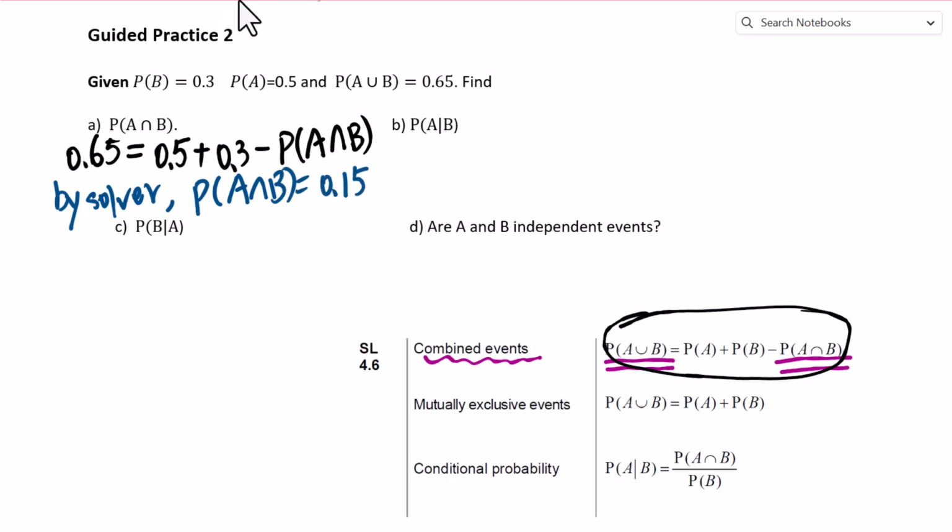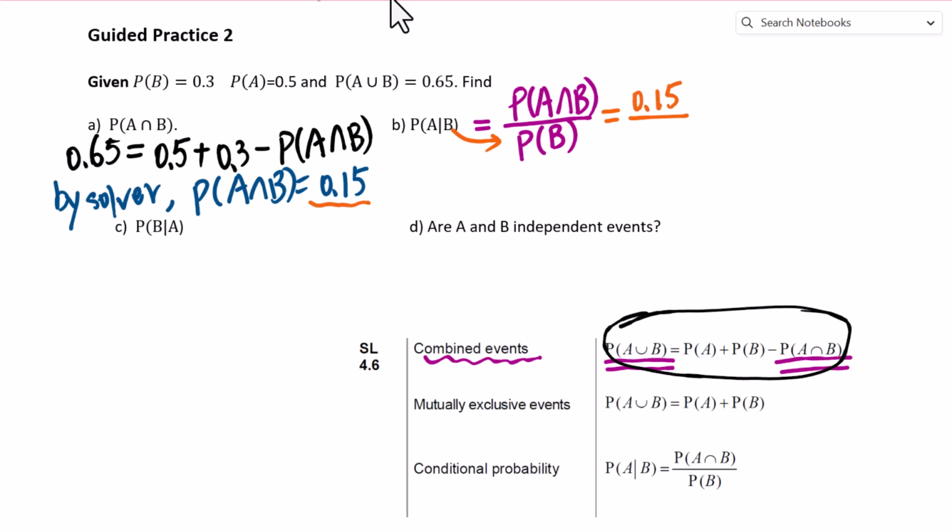Let's go to B. Probability of A given B. First of all, write down the formula. Probability of A intersection B over probability of B. Count B as the total equals. We got a probability of A intersection B from A, 0.15 over 0.3 equals 0.5.